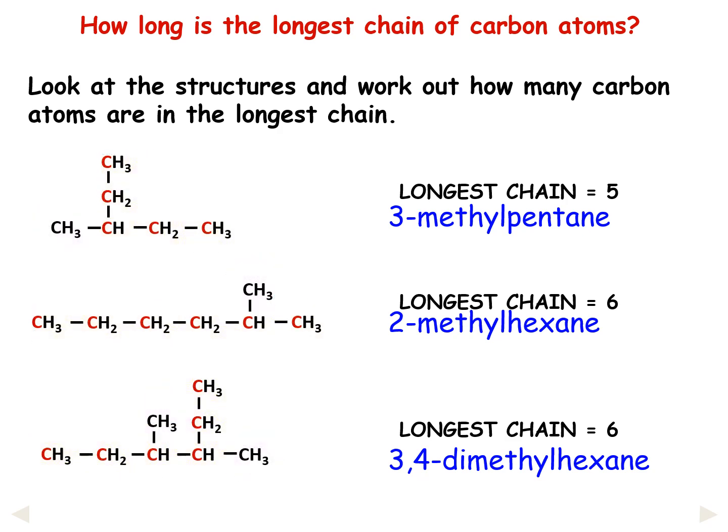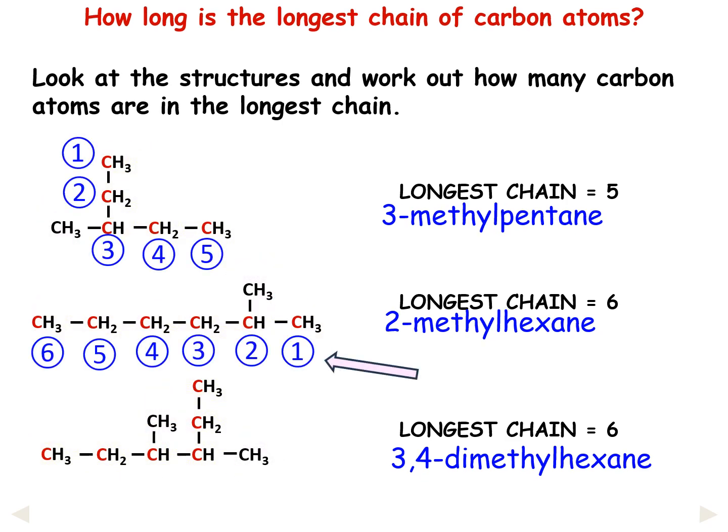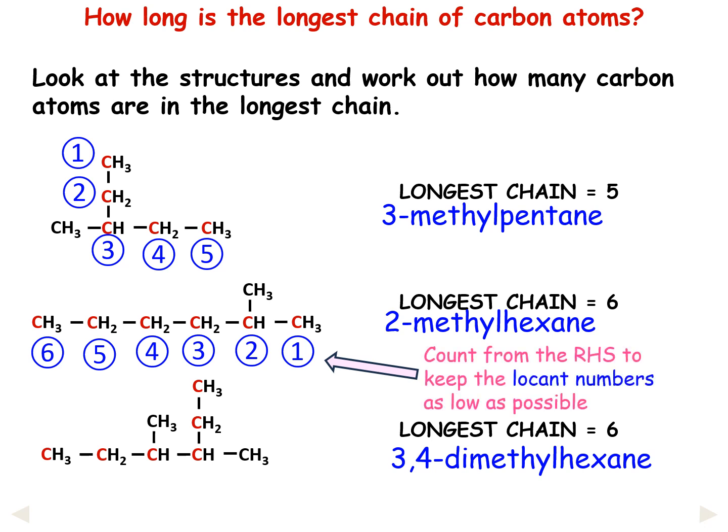So let's clear the screen and have a look at the locant numbers. So I'm going to focus on carbon number 1 in the second one, in 2-methylhexane. Counting inwards from right to left, that keeps the locant numbers as low as possible, because the alternative, counting from the left-hand side, would make the point of the branch carbon number 5. So making it carbon number 2 by counting from the right-hand side keeps the locant number as low as possible.